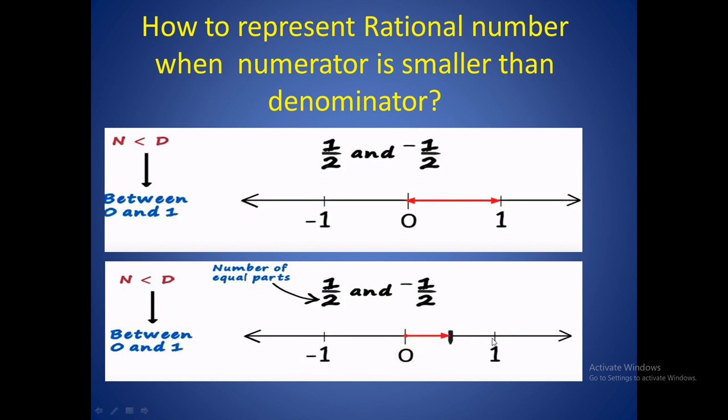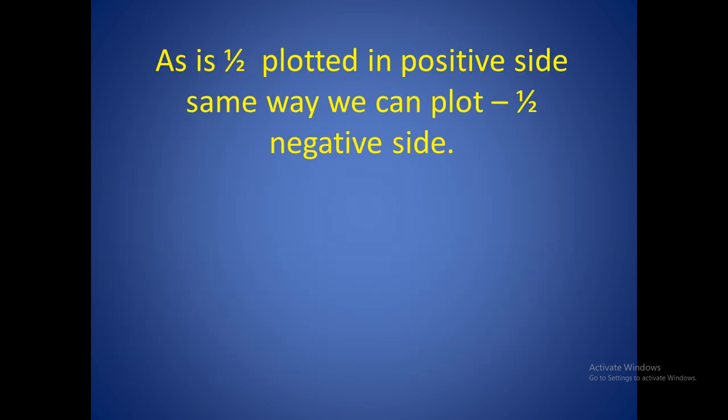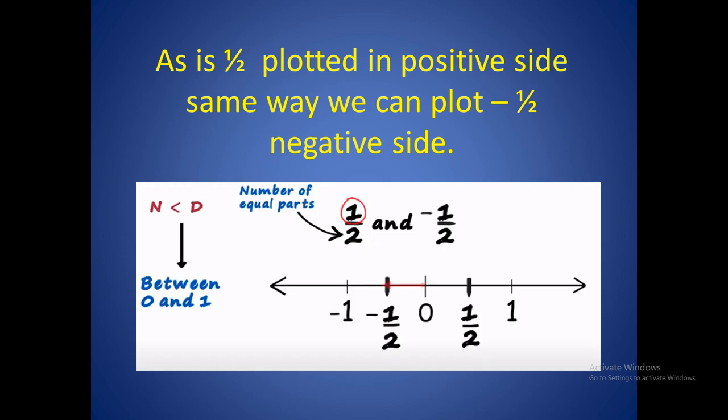Okay, so first always check the denominator of the number. Denominator is 2. It means we have to divide our gap of 0 and 1 into two equal parts by plotting one mark. Okay, then this point will tell about 1 by 2.